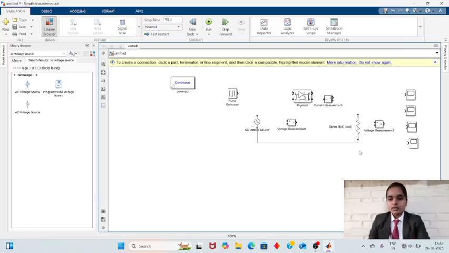The AC voltage source is connected to the series RLC load, meaning the negative side of the AC voltage source is connected to the series RLC load. The positive side is connected to the thyristor. The pulse generator is connected to the thyristor. The current measurement is also connected. Now here, this voltage measurement is connected.